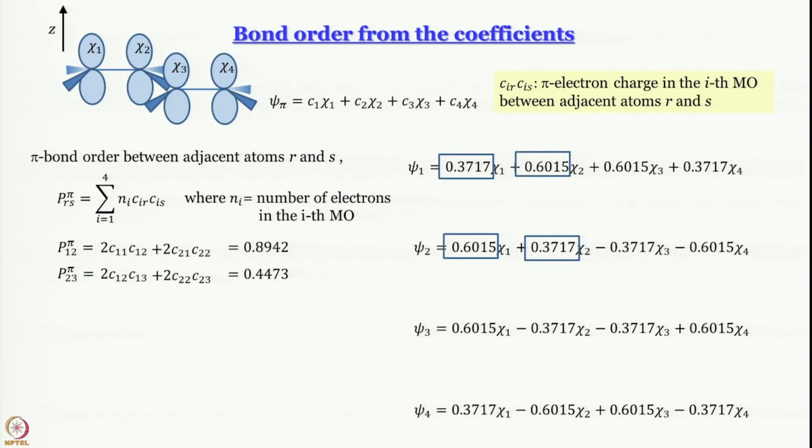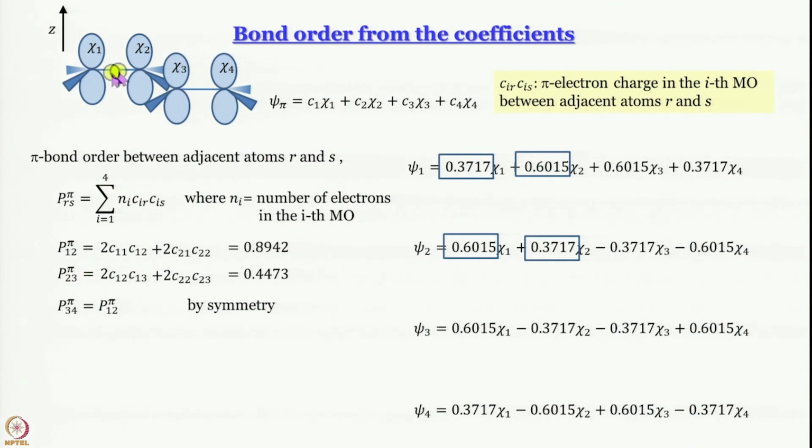What does that mean? Well, let us finish the story. It is not very difficult to understand that P34 pi has to be equal to P12 pi because of symmetry, right. They are all identical. If I just flip the molecule, then 1 and 4 will change positions, and 2 and 3 will also change positions. So, what we see is that for these bonds, 1, 2 and 3, 4, the pi bond order is 0.8942, a little less than 1, and for 2, 3 the pi bond order is a little less than half.